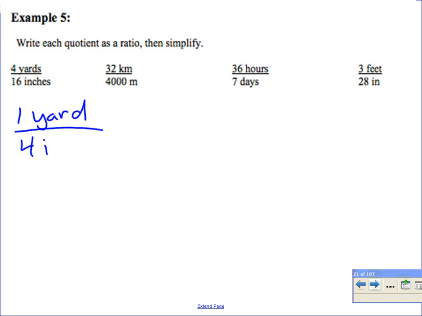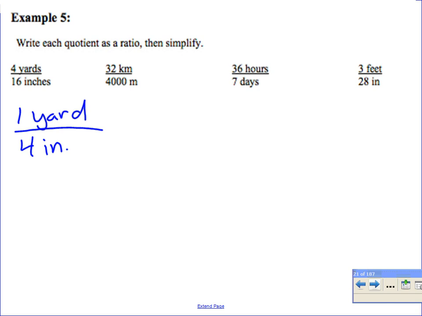So this is something that you might see if you're making a model, if you're scaling something up or down. All they want us to do here is to simplify it. Annalise? It's probably not correct. It's already written as a ratio. They should have just put for the directions, simplify each ratio. Charles?